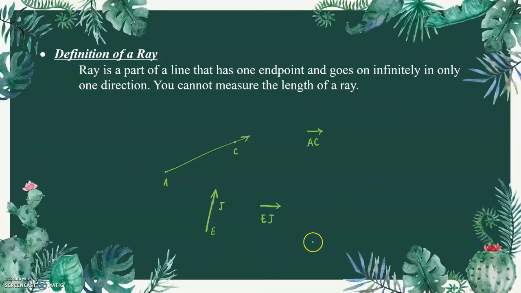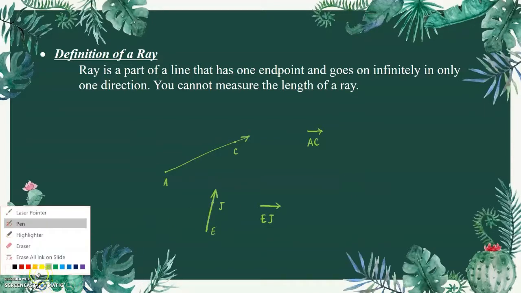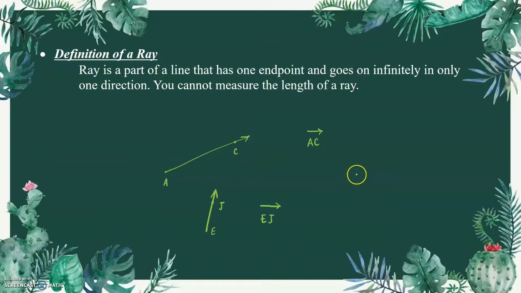EJ. Okay, so let's have another example. How about this ray? The endpoint is X and the point here is B. So how do we denote this ray? Of course, that would be ray XB. Okay?